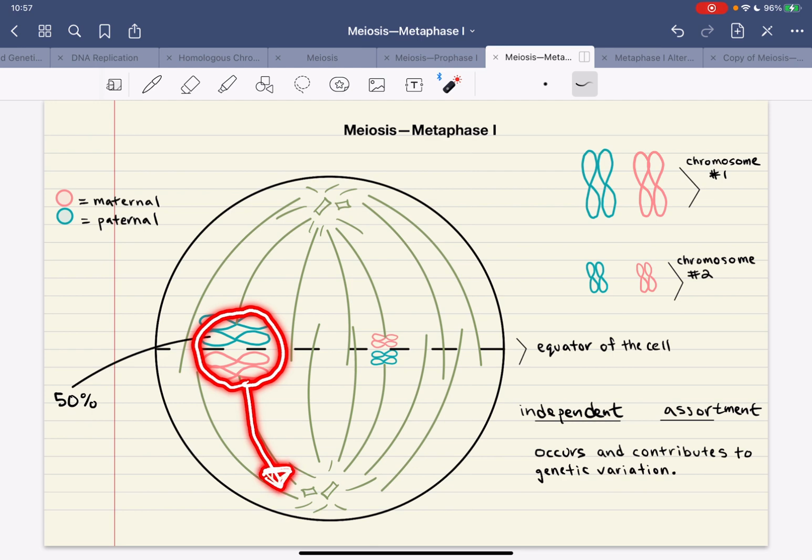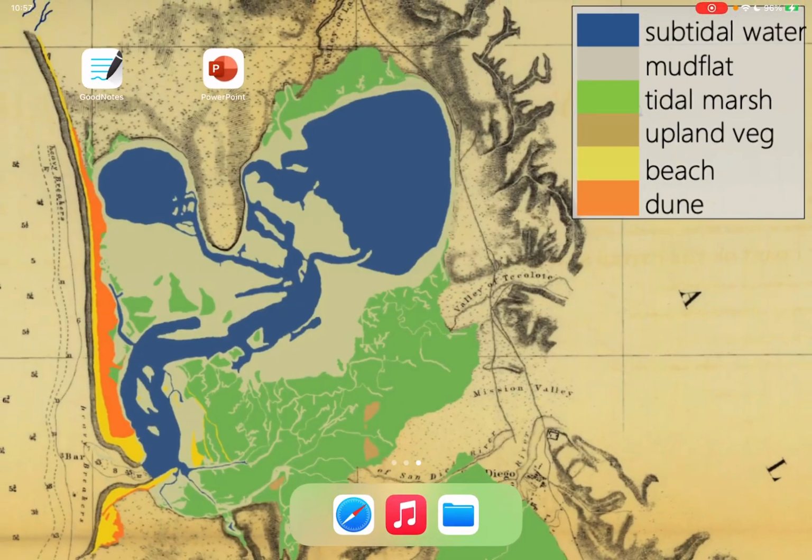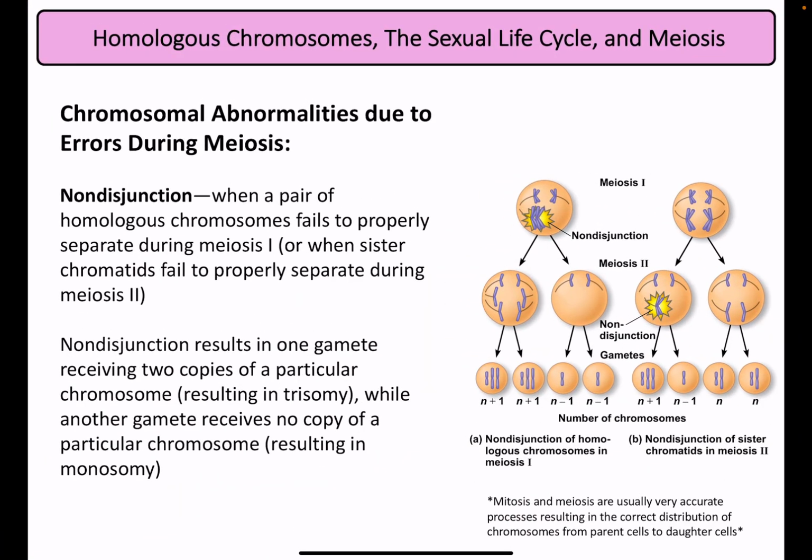That's a big problem, because this daughter cell up here will be missing that entire chromosome, whereas this daughter cell down here will now have an extra copy. That could potentially be a huge problem. That's what non-disjunction is. It's actually, unfortunately, fairly common.